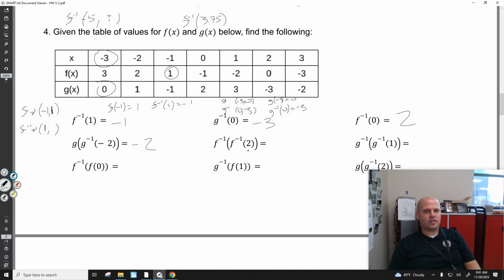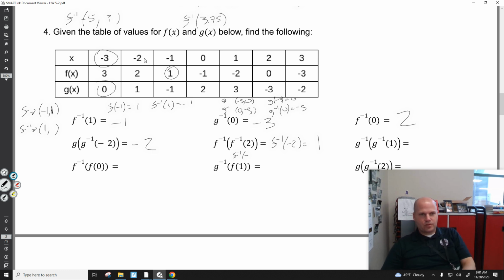So when is F's output 2? Here, that's at -2. So now I have to find F inverse of -2. What's F inverse of -2? Okay, when is F's output -2? That's at 1. So we get 1. When is G's output 1?